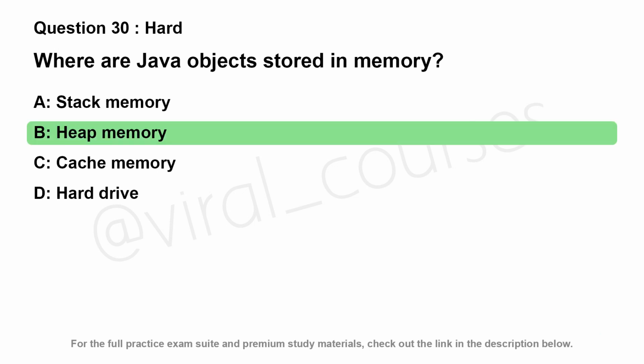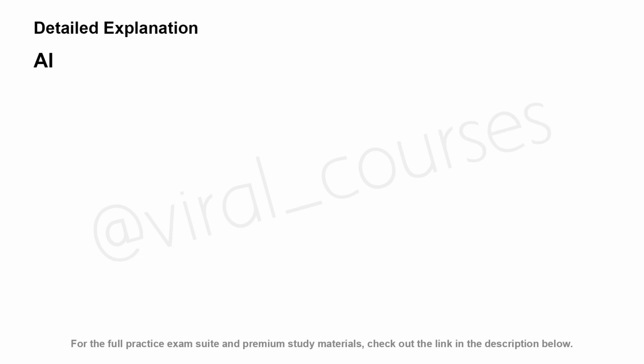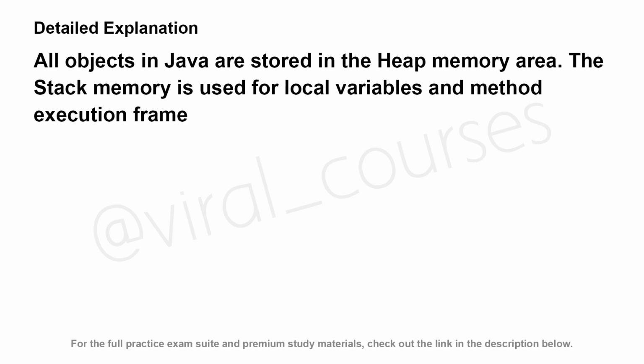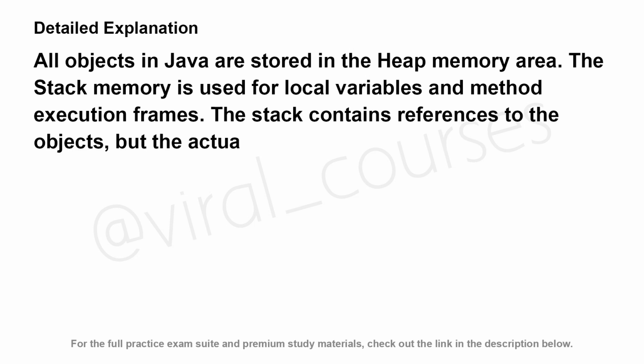The correct answer is B. All objects in Java are stored in the heap memory area. The stack memory is used for local variables and method execution frames. The stack contains references to the objects, but the actual object data resides in the heap.